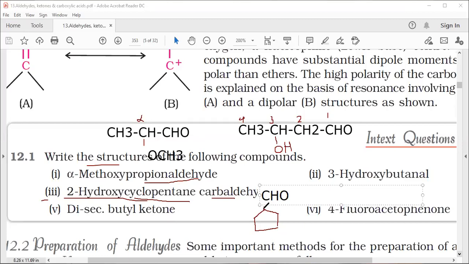2-hydroxy. So this is the first carbon, and this is second carbon. Second carbon, there is OH group. So here we write OH group. OH. The third compound, 2-hydroxycyclopentane carbaldehyde, finished.